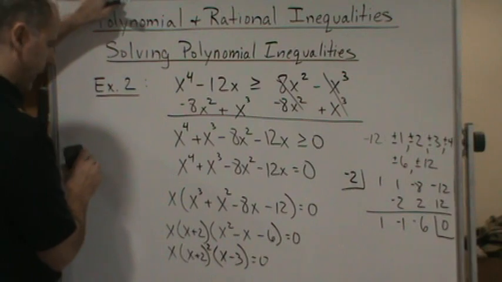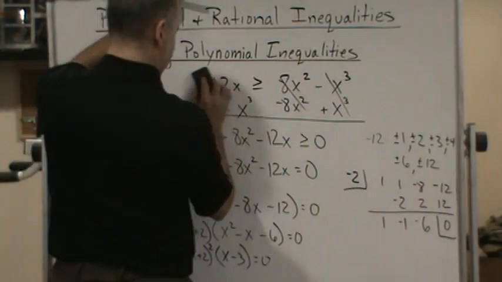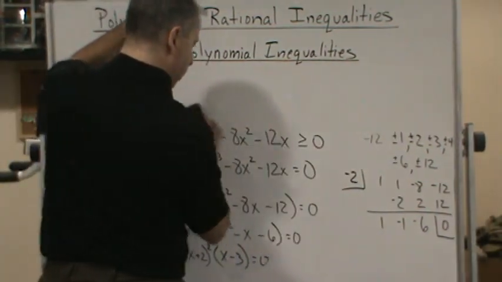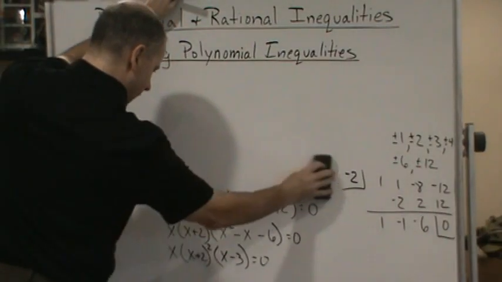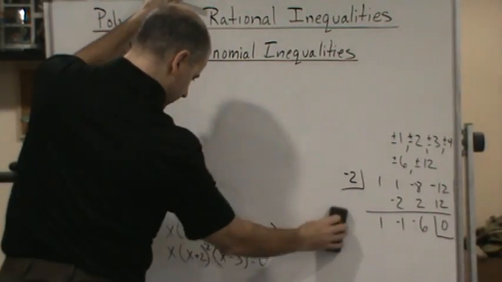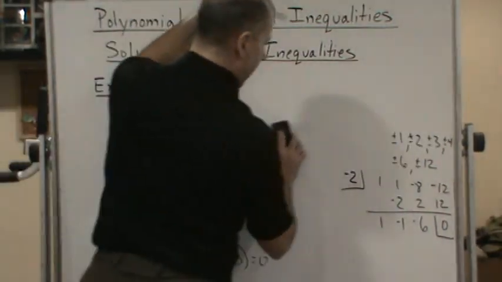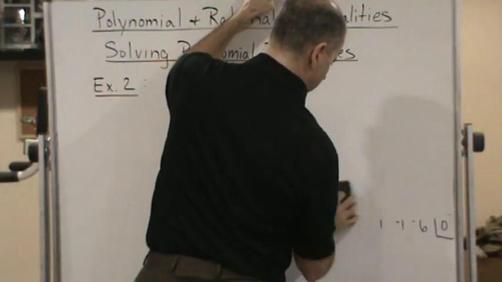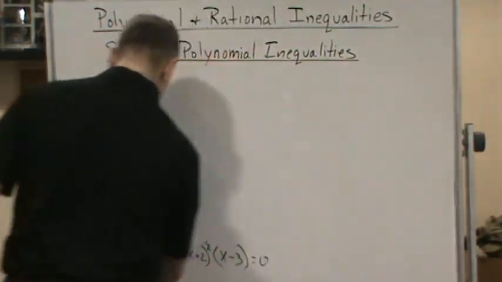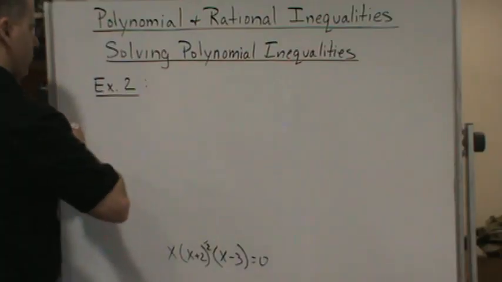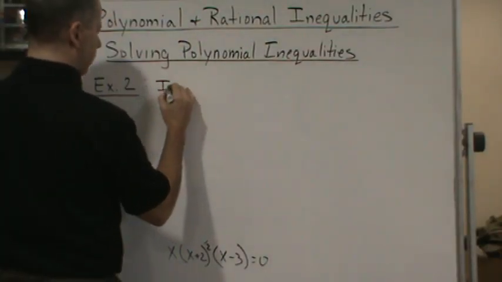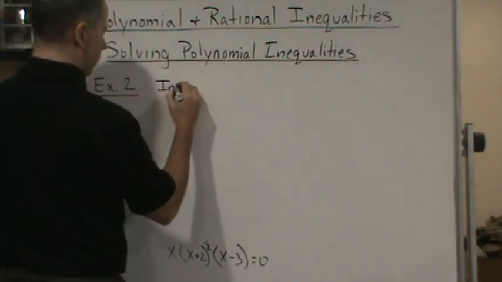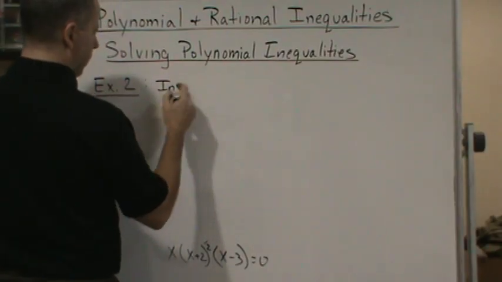So let's go back. I'm going to go back to this. We don't need this anymore, right? So now we've got the factors. As soon as we got it in factored form, we're pretty much done. It's all downhill. So now what we're going to do is set up our intervals.